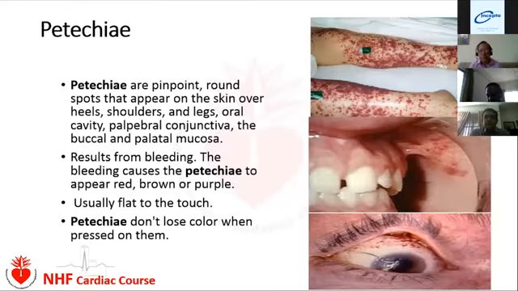Petechiae are pinpoint round spots that appear on the skin over the heels, shoulders, oral cavity, palpebral conjunctiva, and the buccal and palatal mucosa. They result from bleeding. They are usually flat to touch and do not lose color when pressed.